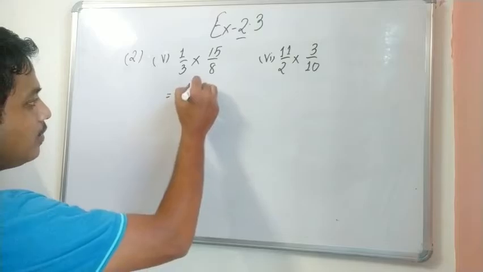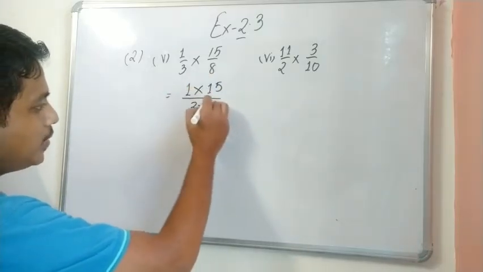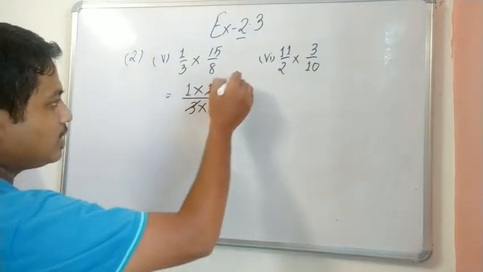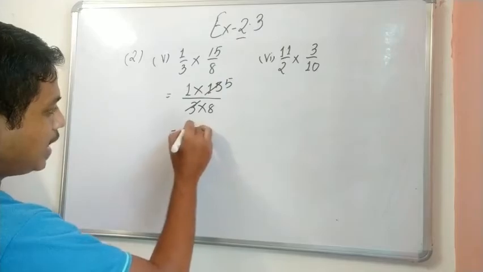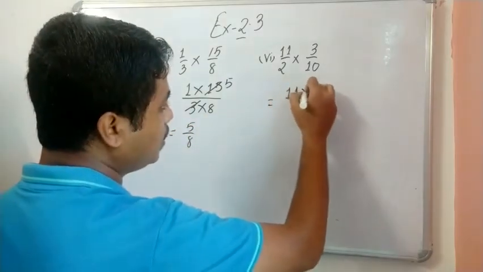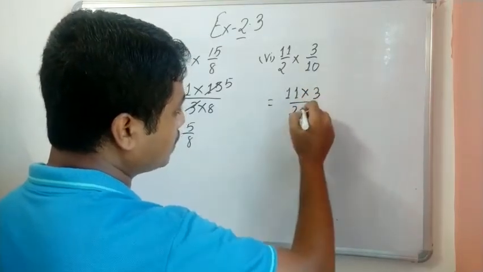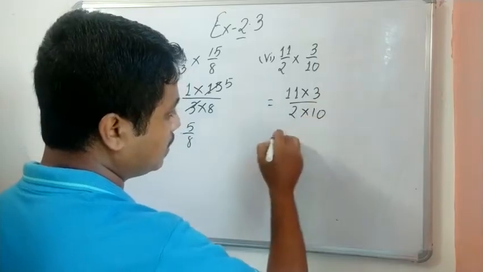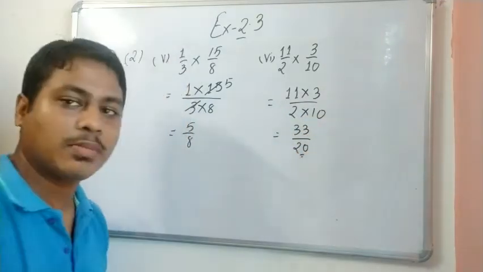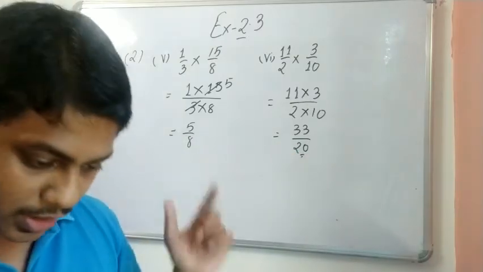So here again we can multiply 1 into 15. It will be 3 into 8. Can I convert into a smaller fraction? Yes. 3 5s are 15. So this will be equal to 5 by 8. If I go to the next one, it is 11 into 3 divided by 2 into 10. So 11 3s are 33, 2 10s are 20. We cannot make it into a simple form. It is already in its lowest form.